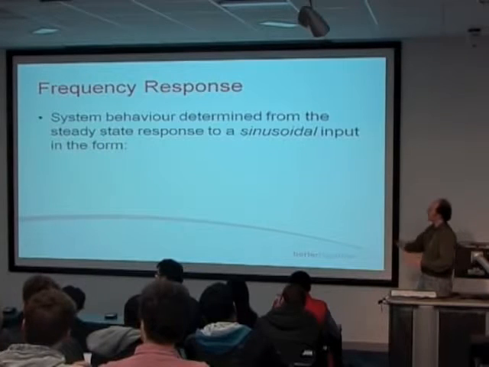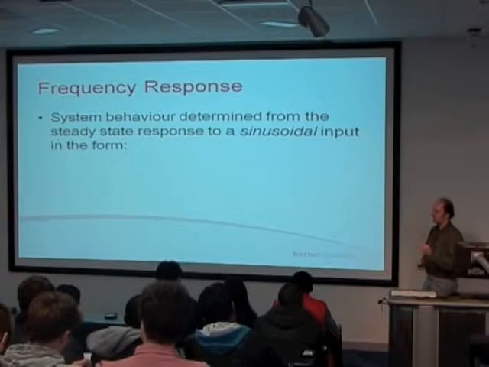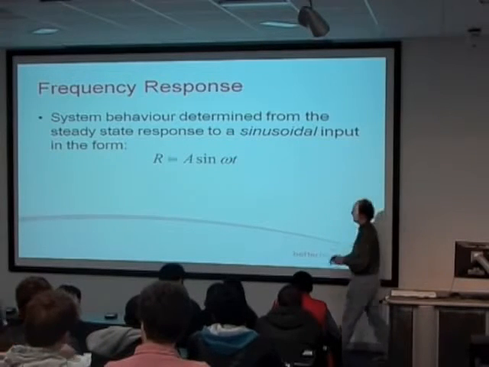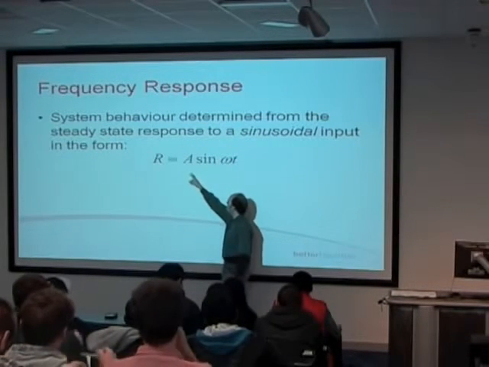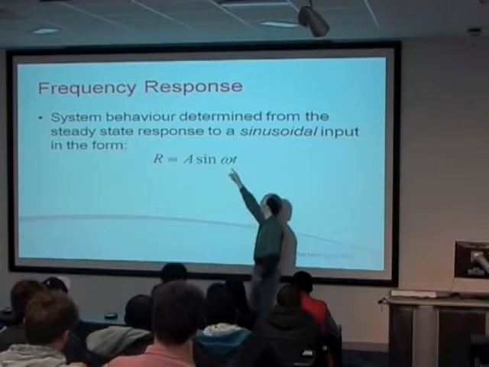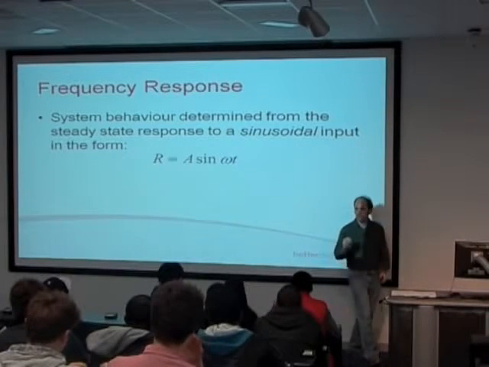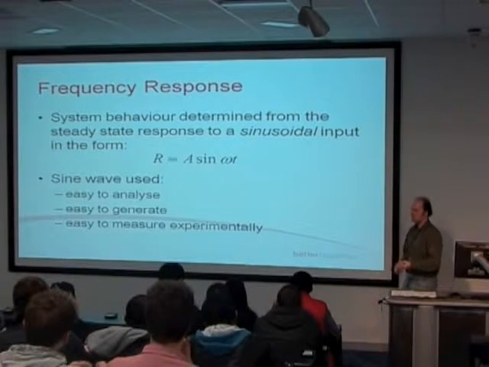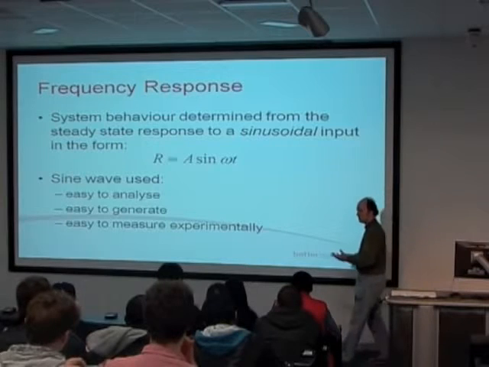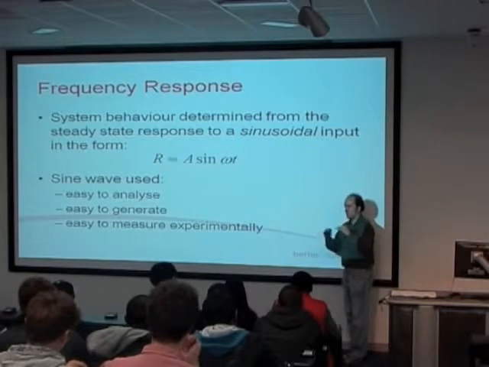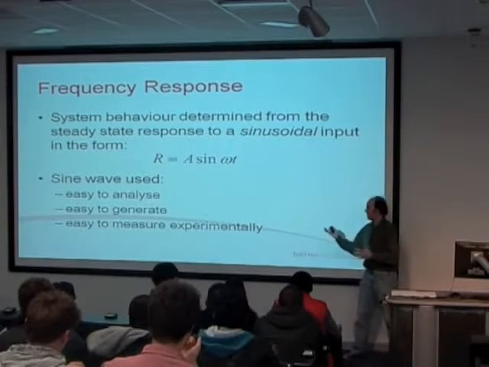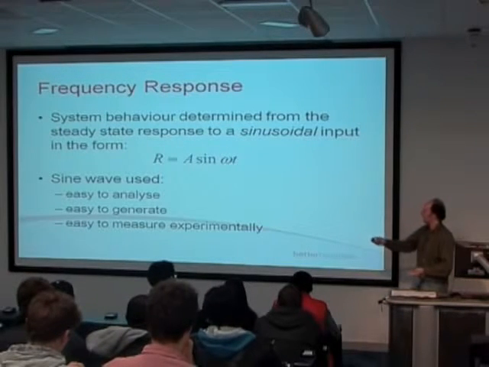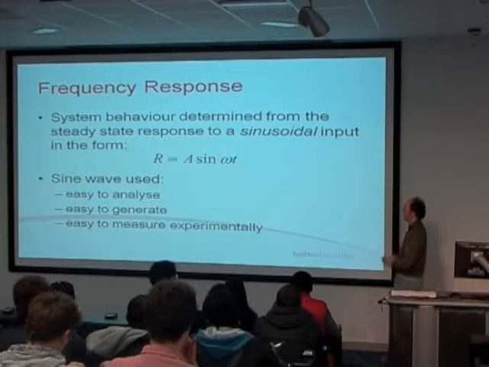So, frequency response: system behaviour determined from the steady state response to a sinusoidal input in the form R sine omega t, where R is some amplitude and omega is the driving frequency in this case. The sine wave is used because it's easy to analyse, easy to generate, and if we take a system and measure it experimentally, it's easy to measure. Equally, you could use a cosine wave. They're both sinusoidal inputs. In this case, we're going to use a sine wave.